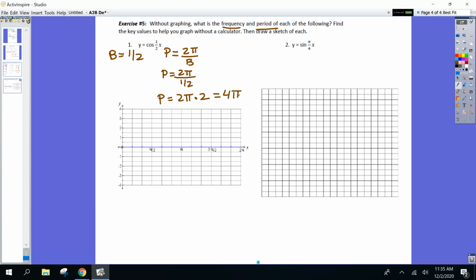All right, now here comes the change, everyone. When I have a frequency, a b value of something other than 1, my x-axis is going to change now. You will no longer have pi over 2, pi, 3 pi over 2, and 2 pi. That is only when the frequency is 1. When it's something other than 1, I need to find a new x-axis to graph on.